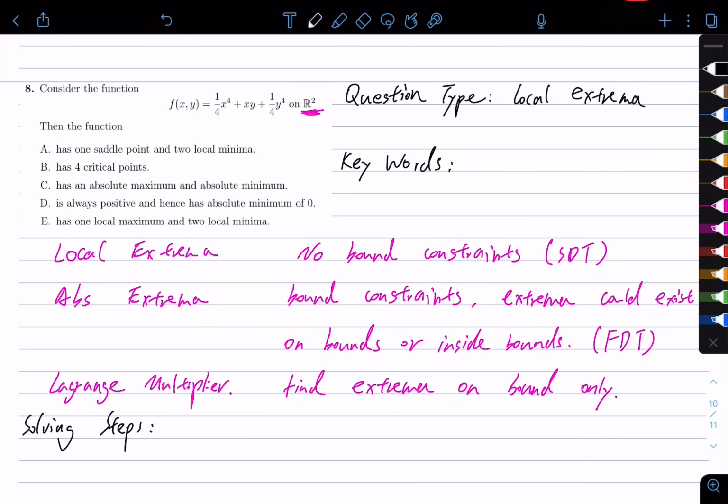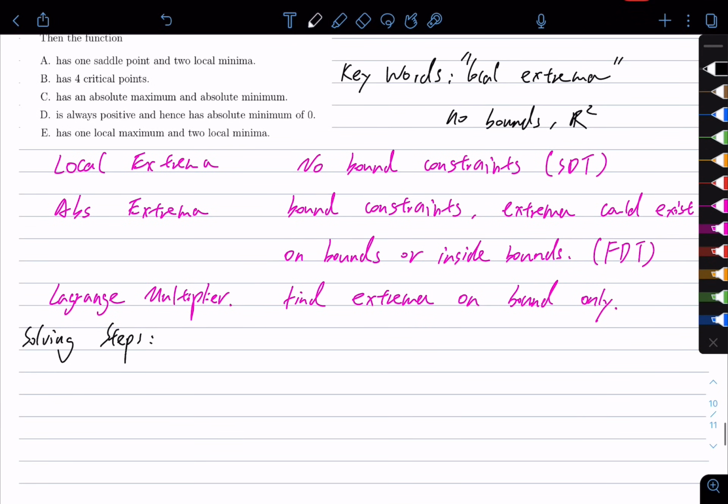Local extrema problem. Okay? And the keywords are, let's say if you have a local extrema and no bounds, in this case it's R squared. Okay. So how do we solve this type of problem?